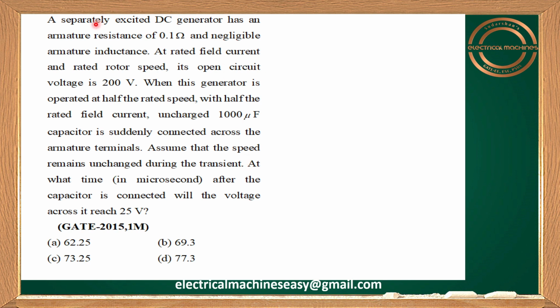Now, a separately excited DC generator has an armature resistance of 0.1 ohm. So let me write the value here. He has given armature resistance 0.1 ohm, and that we mentioned is a separately excited DC generator. He has given armature resistance 0.1 ohm and negligible armature inductance, so LA is given as 0.